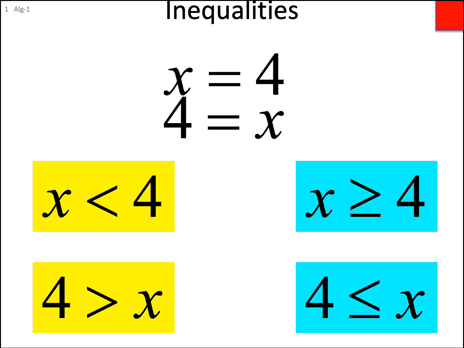So how do you read these things? If we read these inequalities from left to right, the first one, the top yellow one, says x is less than 4. The bottom one says 4 is greater than x. But you can read these from left to right or right to left. If we read both of the yellow ones from right to left, it says 4 is greater than x, and the bottom one says x is less than 4. Same thing with the blue ones. Does that make sense?